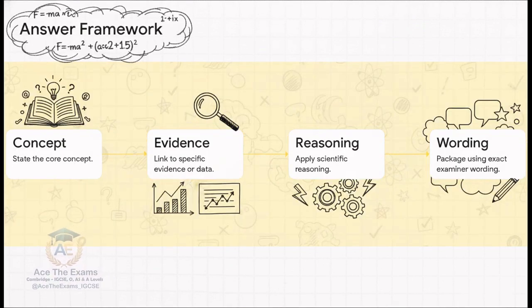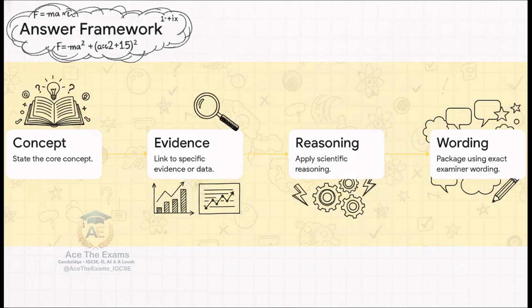Let's see how this actually builds into the specific analytical sequence required to craft a written answer that perfectly mirrors the mark scheme. First, you state the core concept. Then, you link it to the specific evidence or data you extracted from the question. Next, you apply your scientific reasoning to connect those two things. And finally, and honestly, this is absolutely crucial, you package it using the exact examiner wording expected for that topic. It's a precise, 4-step recipe for top band marks.